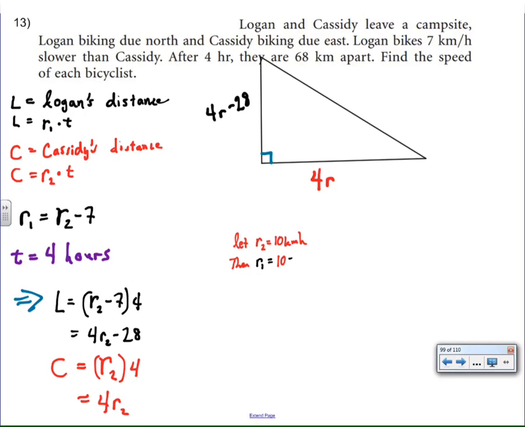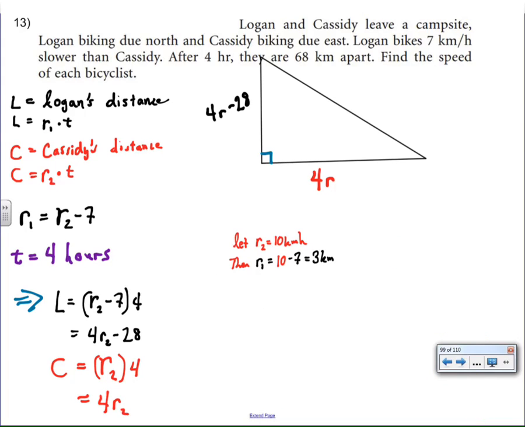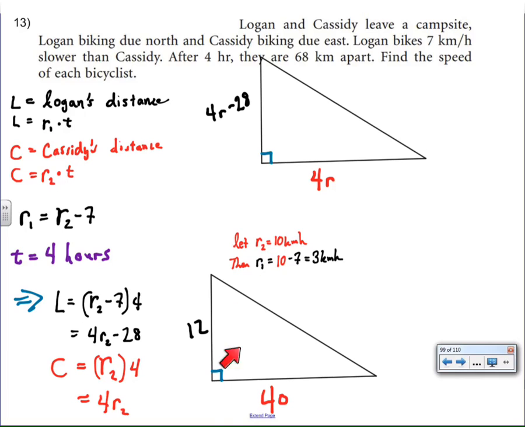Now, I was just trying to figure out what would happen if I just had Cassidy riding at 10 kilometers per hour. If Cassidy's riding at 10 kilometers per hour, then Logan is riding at 3 kilometers per hour, much, much slower. But then I could use this 10 kilometers per hour and put it in here and figure out how far both Logan and Cassidy went. 4 times 10 and 4 times 10 minus 28 gives us 40 kilometers and 12 kilometers, and this is after 4 hours at this rate. And I just want to see how close they are.